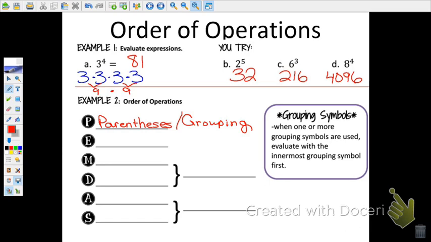So what are some other grouping symbols that we might see besides parentheses? Jasmine? Bars. Okay. We might have those bars or brackets that are similar to parentheses. Anybody think of anything else that we might see? The ones that are squiggly, we call those braces. Okay. Again, very similar to parentheses.